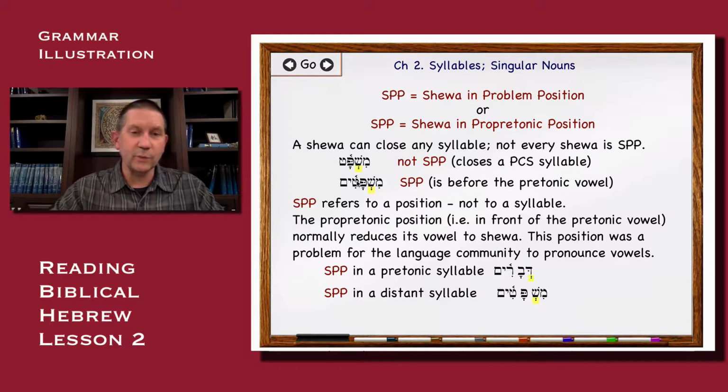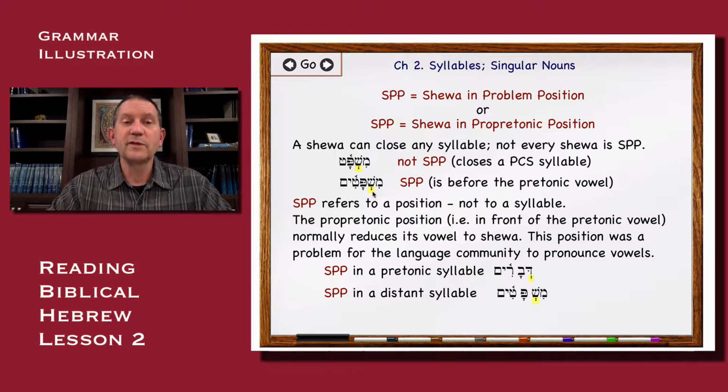Or here's a case where we've added an ending to the word. We have team at the end, accented closed long, and then pa, pretonic open long, and now the shin is in front of the pretonic vowel, so this is problem position.